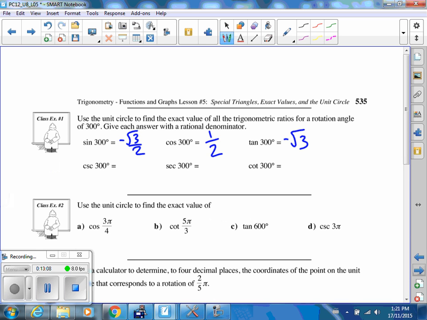Now, all of these are just then flipped. So this would be -2 over √3. Rationalizing my denominator gives -2√3 over 3. Secant is going to be 2 over 1. Cotan is going to be -1 over √3. Or rationalizing.